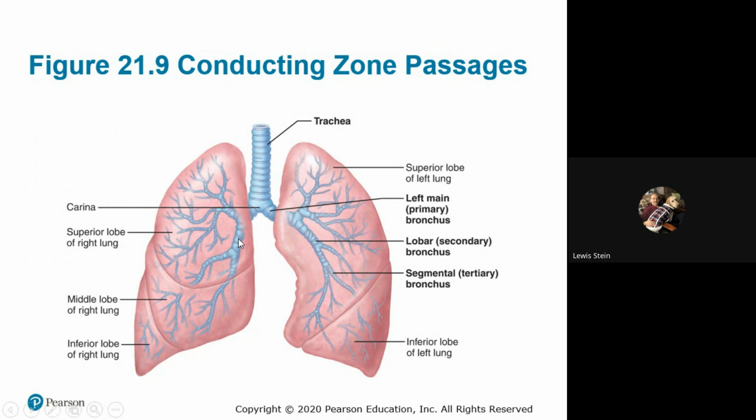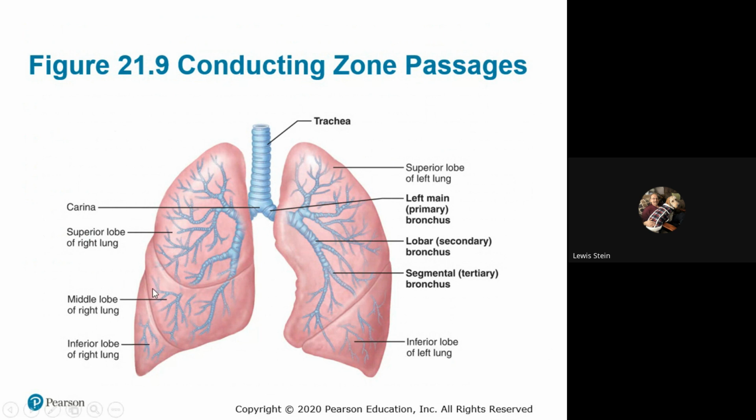So the right primary has 3 secondary bronchi: one going into the superior lobe, one into the middle lobe, and one into the inferior lobe. Where on the left, there's only 2. You have a secondary bronchus going into the superior lobe, and then one carrying it down to the inferior lobe. So there is a distinctive difference. Why that was important years ago, they used to remove lobes of the lung when they were diseased.